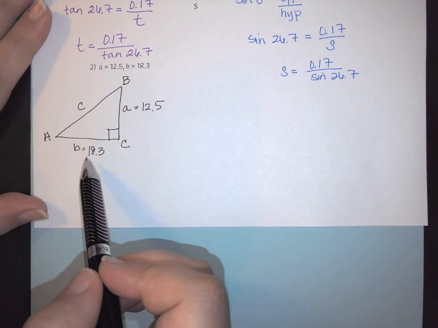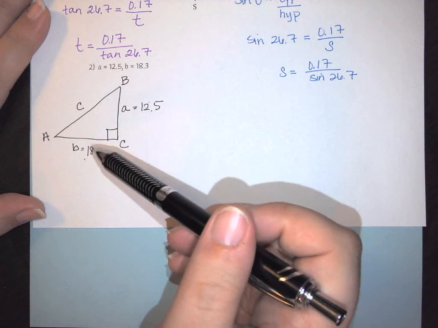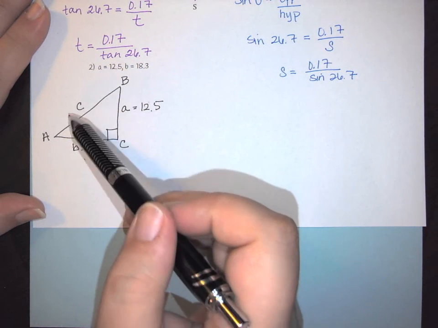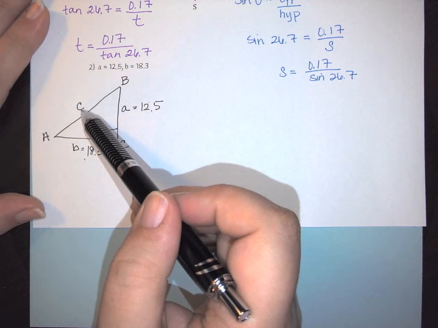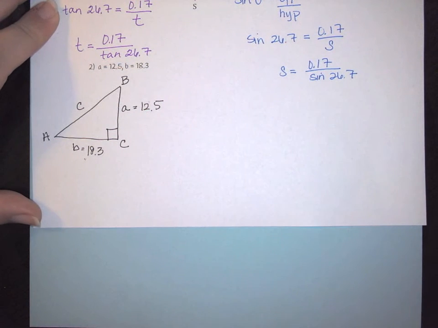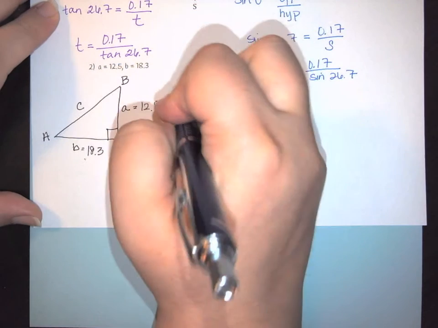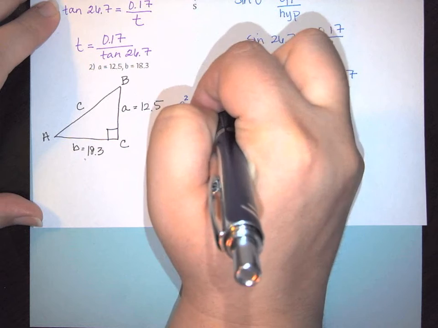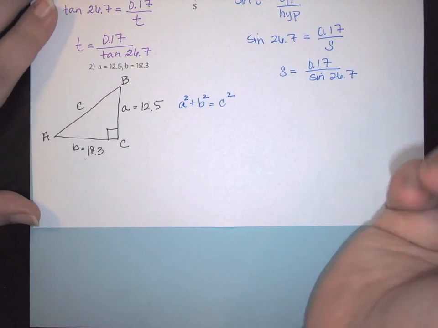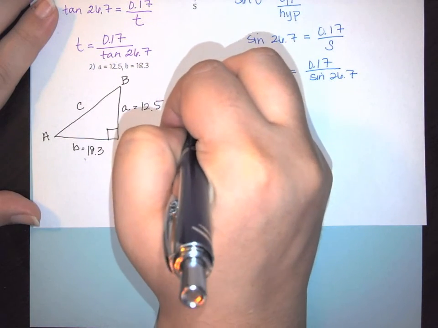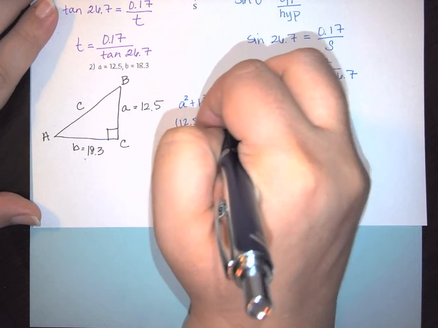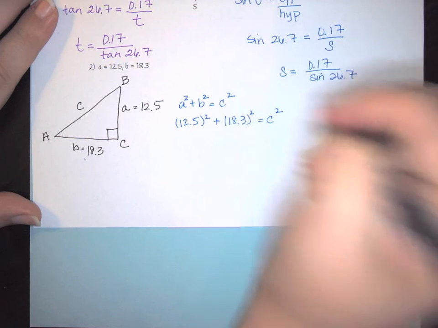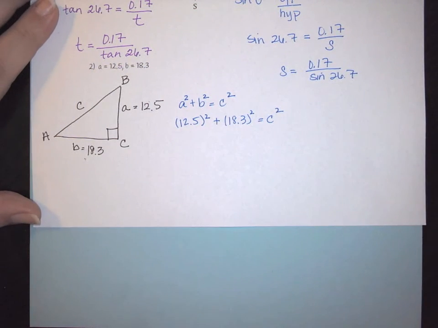The first thing that I would do is use Pythagorean's theorem in order to find my C value. So here I would start by saying that a squared plus b squared is equal to c squared. Plug in your a and b, so I get 12.5 squared plus 18.3 squared has to give me c squared. Again, you would use your calculator.